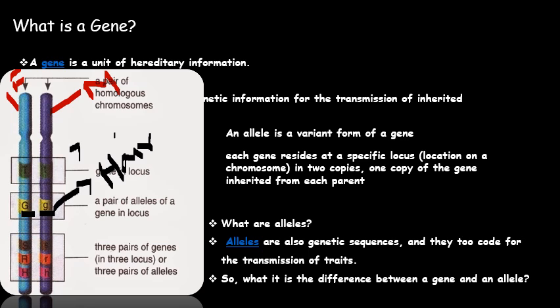If it has both capital G, then we can call it a homozygote allele. Okay, so if they are the same, it is homozygote, and if they are different, it is heterozygote allele.